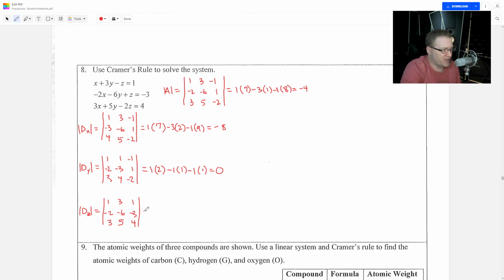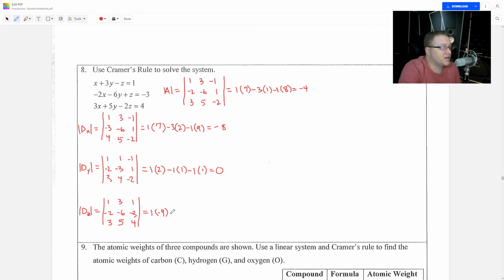We can find its determinant now. Again, we're going to start with 1 right here. We're going to cross everything out, and we got negative 6 times 4, which is negative 24. And then we're going to subtract negative 3 times 5, which is negative 15. So we have negative 24 plus 15. Negative 24 plus 15 is negative 9, I think. So we have negative 9.